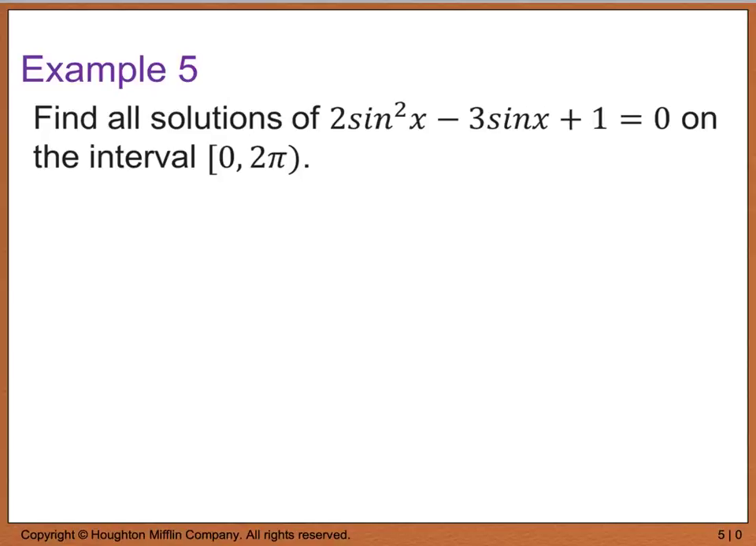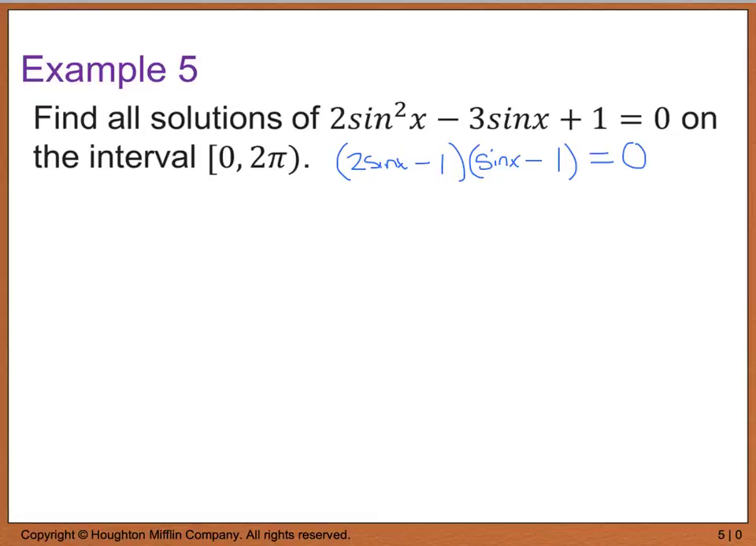Example 5 says to find all solutions of 2 sine squared x minus 3 sine x plus 1 on the interval from 0 to 2 pi. Well, this right here is nothing more than a quadratic function. I have a squared term, an x term, and a constant. So I'm going to try to factor this. Factors of 2 are going to be 2 and just sine, and factors of 1 are going to be 1 and 1. Because one term is negative and I have a plus sign here, I know that both of these are negative.